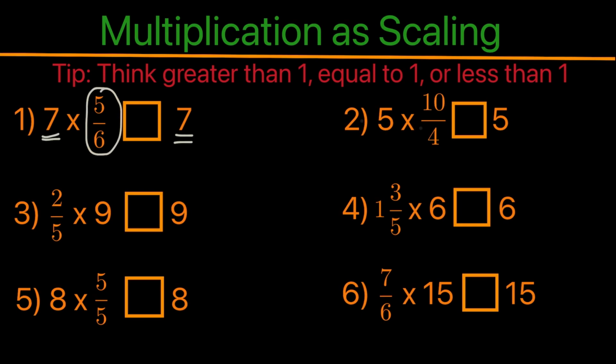As an example, we can look at 7. When we multiply by 1, it equals 7. And when we multiply, say, by 3, the answer is 21, which is greater than 7. So what we want to find out is if the 5/6 that we have here is greater than 1, equal to 1, or less than 1. By looking at it, we know 5/6 is less than 1. So if you multiply a whole number by a fraction less than 1, the outcome will be less than that whole number. So 7 times 5/6 in this case would be less than 7.